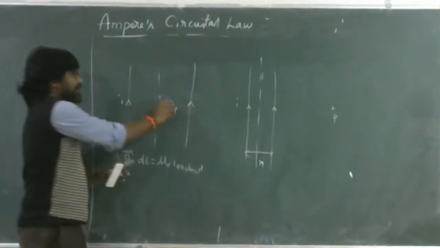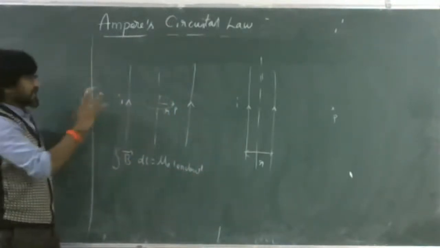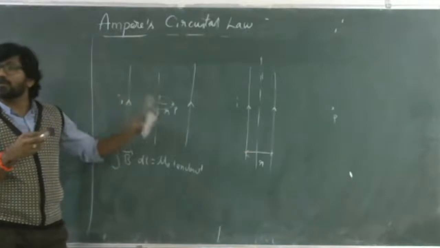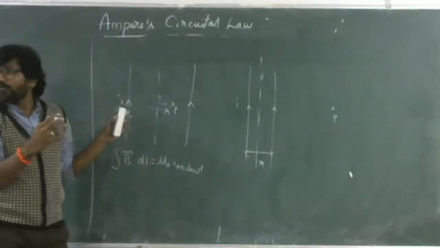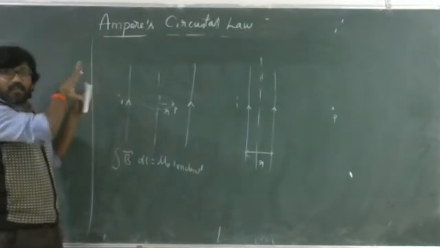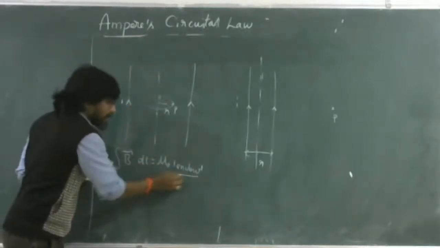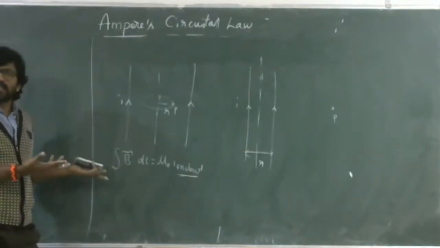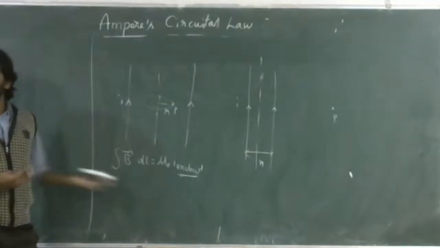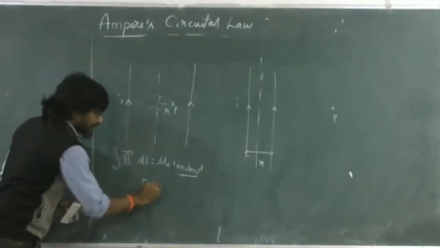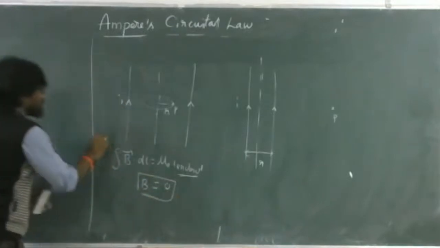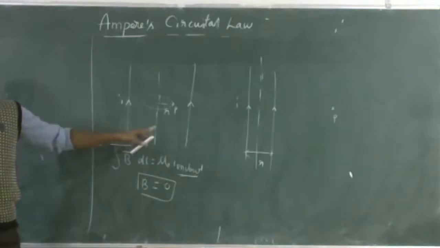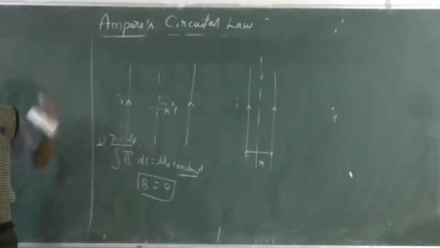The current enclosed by this loop, as the entire current is flowing through the outer surface, what is the current enclosed by this loop? Any current flowing through this loop? No current is there. Entire current is outside only. So this enclosed current is 0. So the integral of B dl, you can take as B into the total circumference, equal to 0, and hence directly B is equal to 0 at an inside point, simply by using Ampere's law. You can understand directly that it is 0.